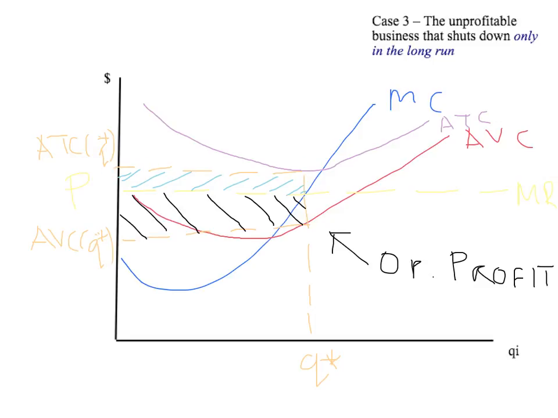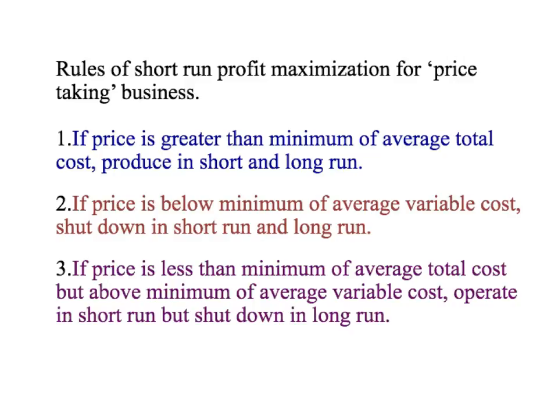But in the short run, the best it can do is lose the blue rectangle, because if it shuts down immediately, it loses the blue rectangle plus the black rectangle. And that's even worse. Let's summarise what we've learnt about short-run profit maximisation for a price-taking business. We've got three cases. If price is greater than minimum average total cost, if the price is above the average total cost curve, then you're going to produce in the short run and in the long run.